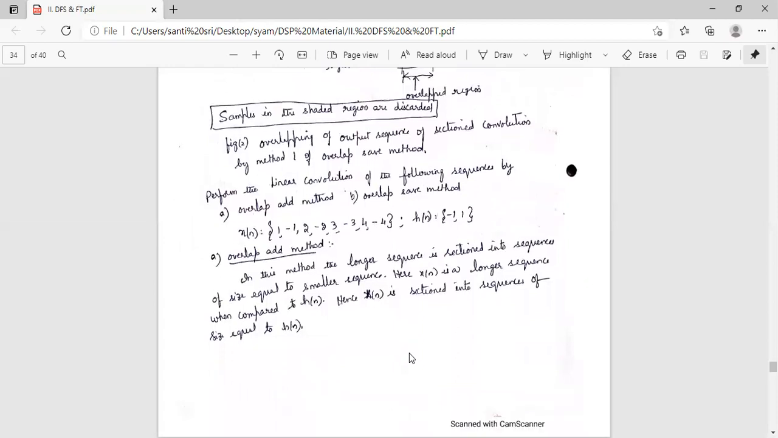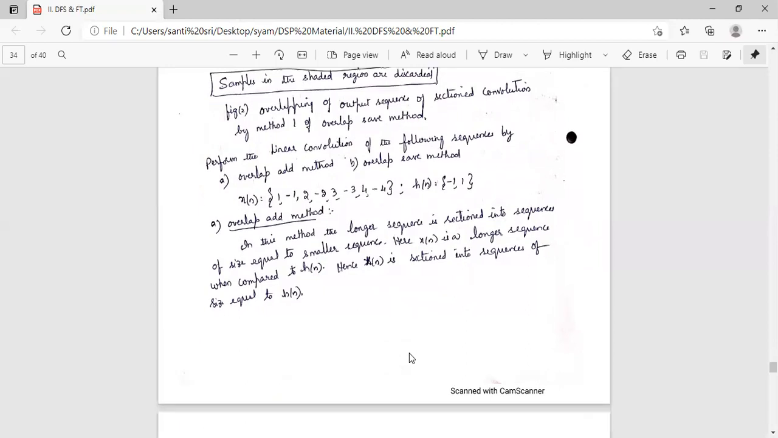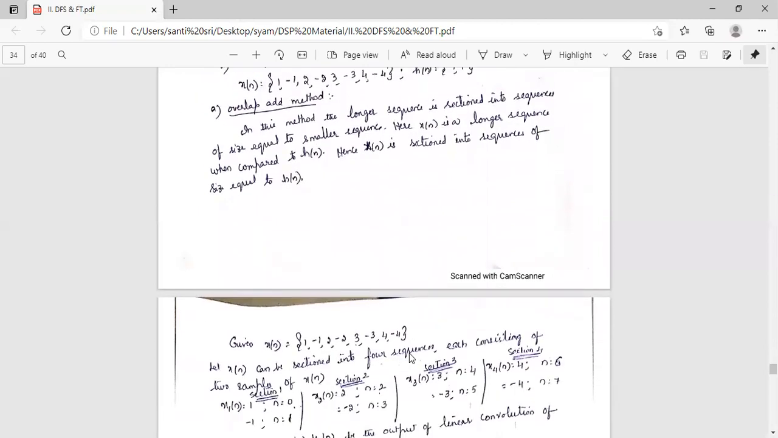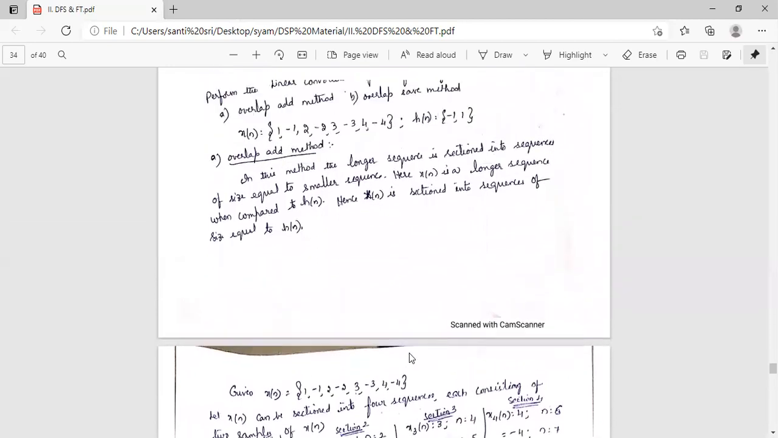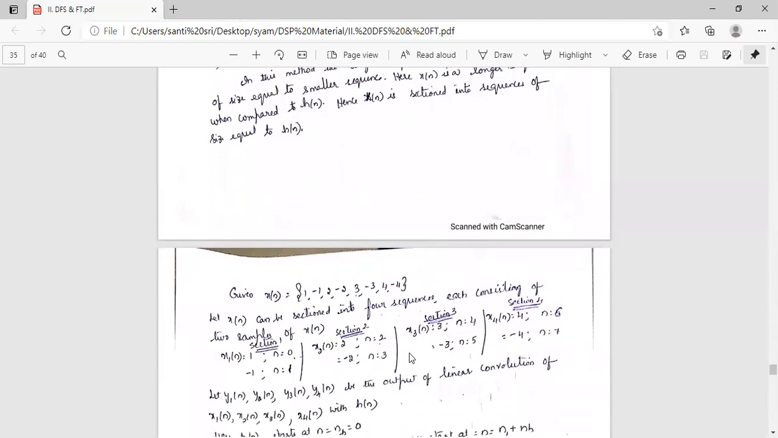First is the overlap add method. In this method, the larger sequence is sectioned into sequences of size equal to the smaller sequence. Here x of n is a longer sequence compared to h of n. Hence, x of n is sectioned into sequences of the size of h of n. The size of h of n is 2. The size of x of n is 8, with numbers 1, 2, 3, 4, 5, 6, 7, 8. So we can divide x of n into 4 sections. Why?